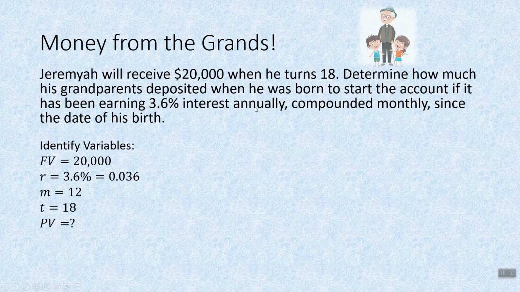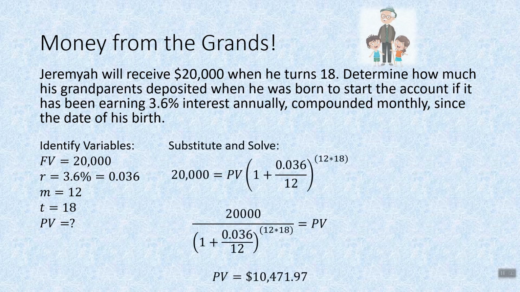3.6% interest annually just tells us our interest rate, but now this tells us compounded monthly. How many months in a year? There are 12 months in a year. Since the date of his birth, well, so we know the time. From the date of his birth till he turns 18, I'm pretty sure that's 18 years. We need to find the present value. How much did they deposit? Well, we'll substitute and solve.